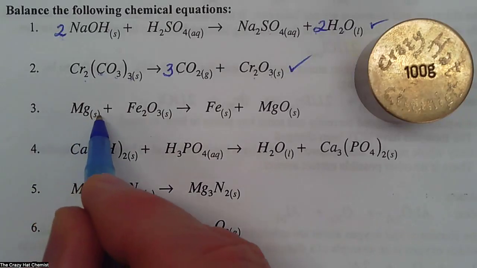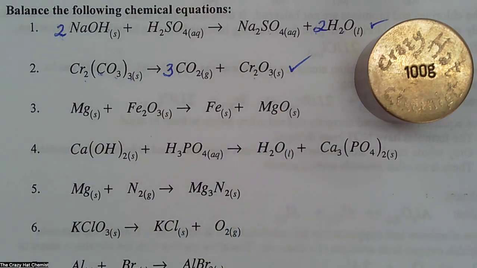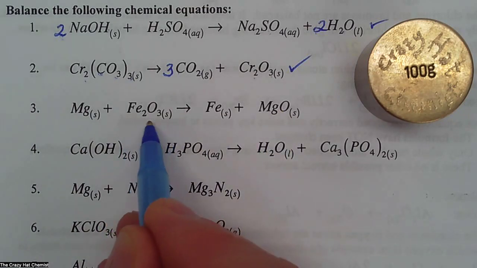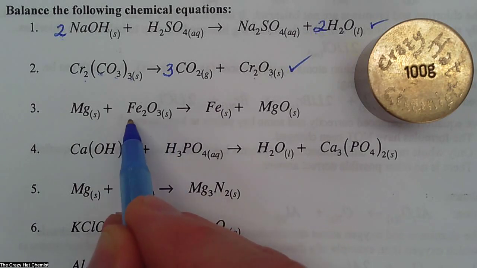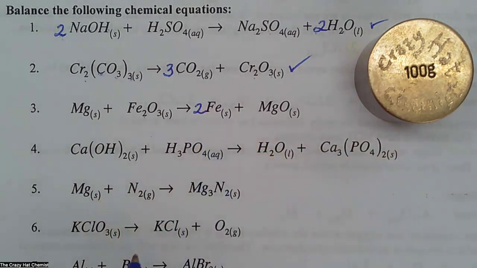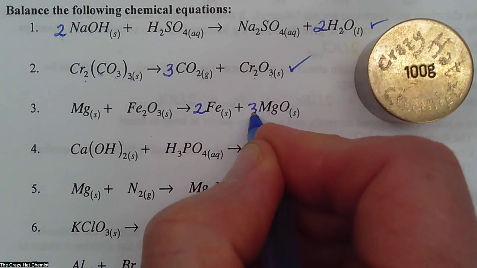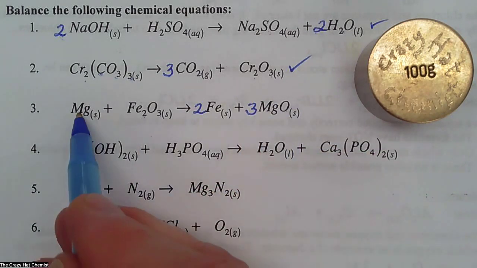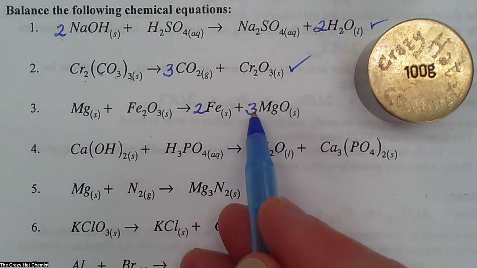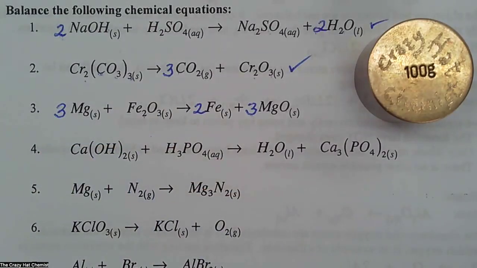Number 3. We got magnesium plus ferric oxide produces iron and magnesium oxide. This appears to be the most complicated formula with the most numerous of elements here. I have 2 irons. I have 1. I'm going to place a 2 right in front here. I have 3 oxygens. I have 1. Place a 3 in front here. Notice that the magnesiums were balanced previously at 1 each, but now they're unbalanced. So 3 magnesiums on the product side. There's 1 here on the reactant side. I'm going to place a 3 on the product side. And now that is balanced.